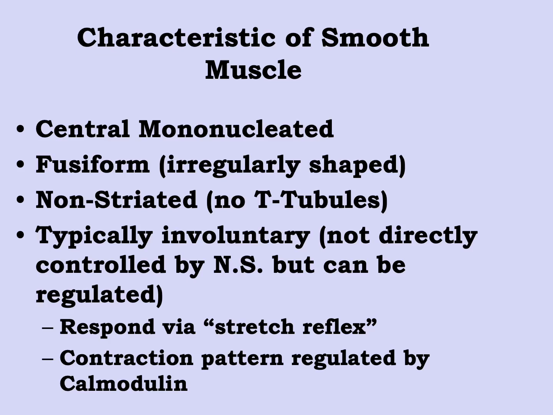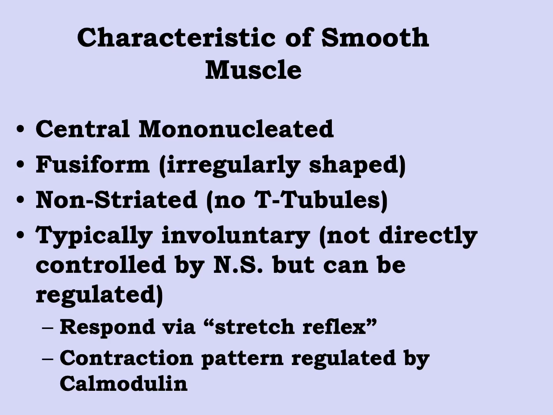This is typically involuntary, meaning that we cannot cognitively cause the smooth muscle to contract. However, it is neurologically modified based off of autonomic nervous system signals. It will respond to stretch reflexes as the muscle itself elongates. It triggers a contraction to get back to resting length.